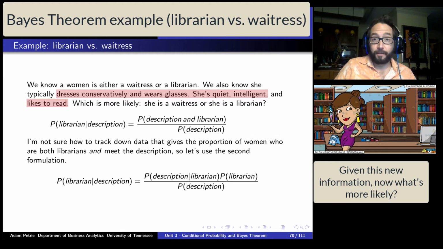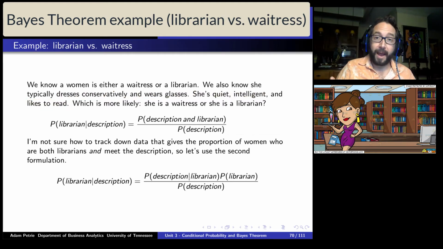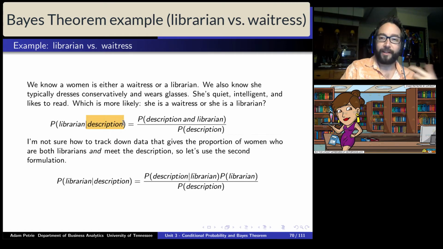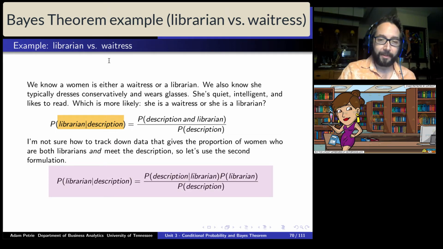So let's use Bayes' theorem here. Let's use our math version of conditional probability to come up with an answer. So I want to know, given this description of her, those 5 adjectives, intelligent, quiet, dressed conservatively, smart, likes to read, what's the probability that she's a librarian? Our law of conditional probability says probability of A given B equals the probability of both divided by the probability of B, the event on which we're conditioning.